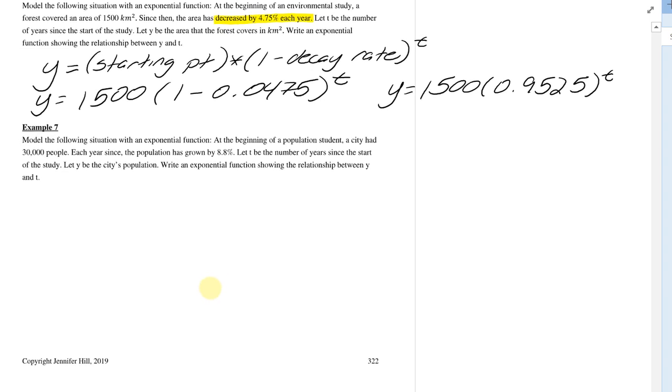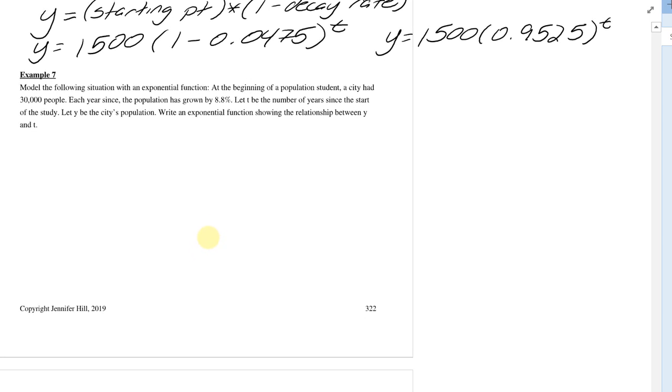So now I want to compare that to this other situation. We're going to have to tweak the way that we think about this a little bit. We want to do the same thing: write the equation that would model this. So at the beginning of a population study, not student, my bad, study.